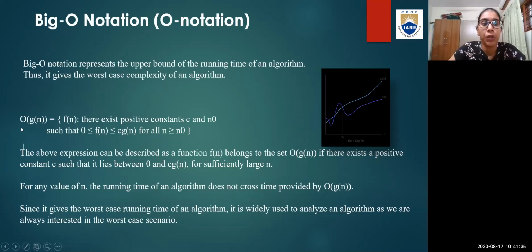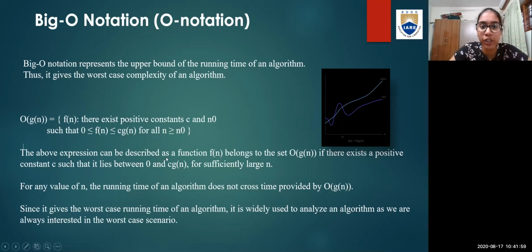algorithm. Now here, big O of g of n is equal to f of n if there exists positive constants c and n naught such that your f of n lies between 0 and your c into g of n for all n greater than n naught. That is, it should always lie below your upper bound, which is c into g of n.